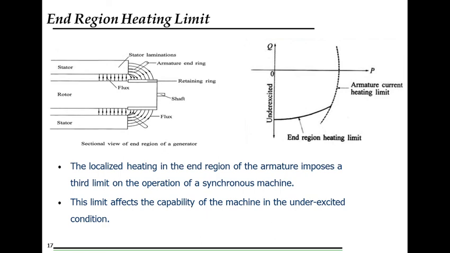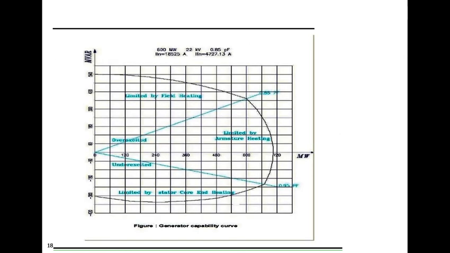We get this curve during the OEM routine test when it is done at the manufacturer's end, and they give us this curve as the end region heating curve. Now if we draw a capability curve, this is how it looks. This shows a 600 megawatt generator capability curve. We have the active power in megawatts as the x-axis and the reactive power in MVAR as the y-axis, in positive and negative directions.